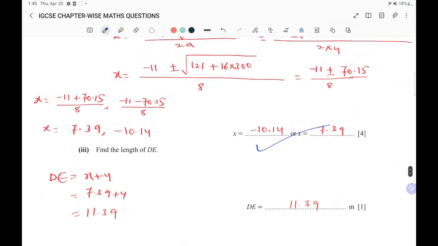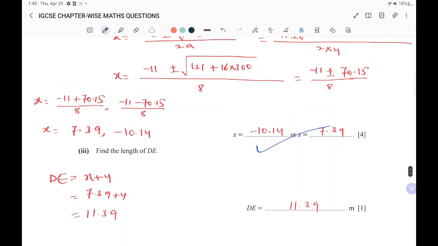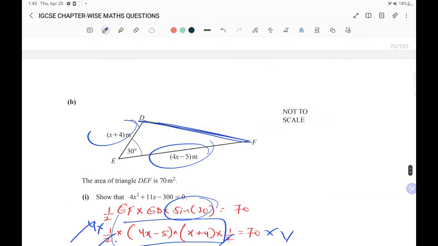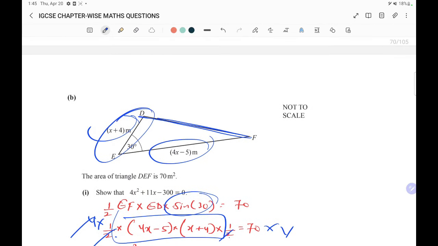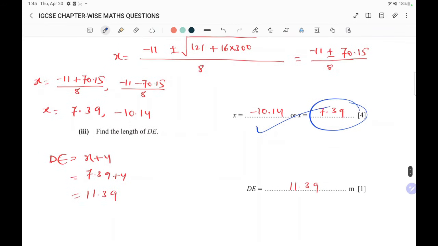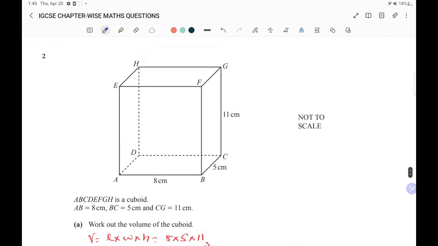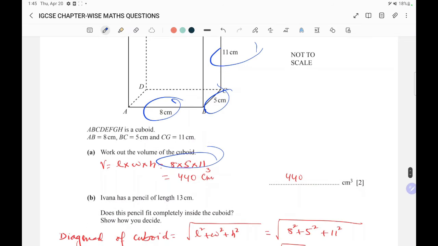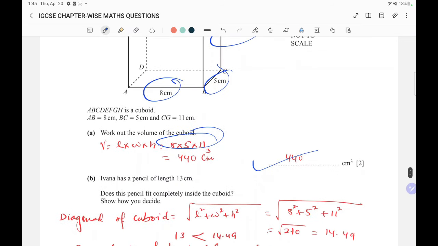So now the x values, we got negative and positive. So the positive we have to consider, right? And where is DE? Oh, sorry, DE is this length, x plus 4. So x is 7.39. So 7.39 plus 4, 11.39. Now the second, that's I think a cuboid question. This is length, width, height. The volume is just the multiplication of these three, which is 440.